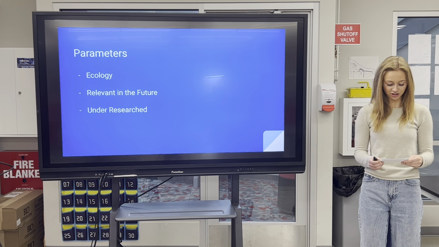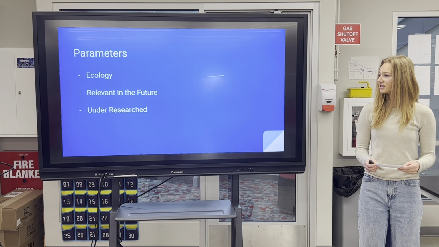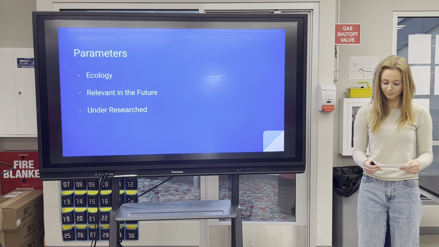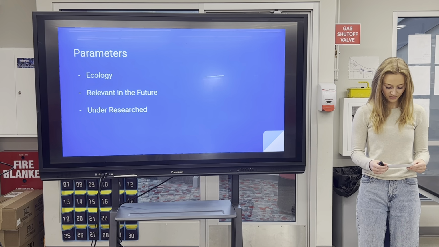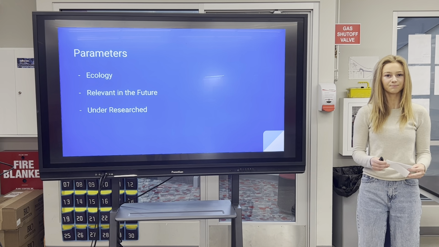I used three major parameters to guide and develop my research question. First, I wanted to study something related to ecology, which is the relationship between organisms and the environment. I chose this field because my interests align with the interconnectivity between the natural world and human impact.